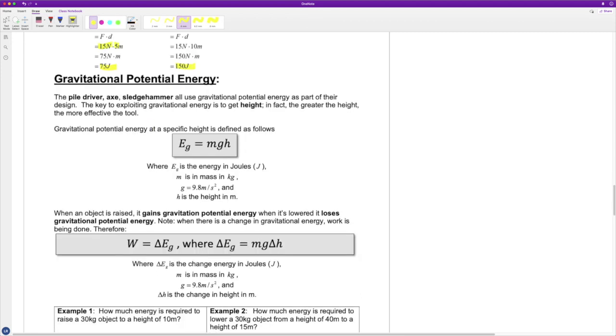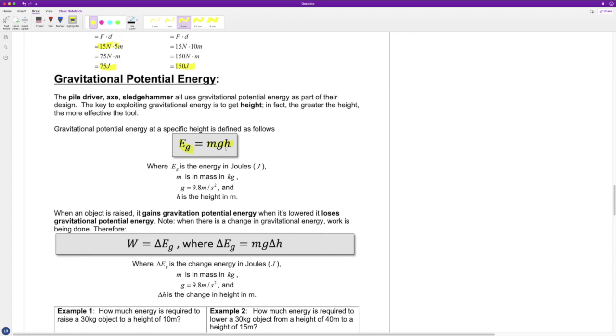All right, so some more formulas. Gravitational potential energy. So to calculate the gravitational potential energy, we use the following formula. EG stands for the gravitational potential energy. E stands for energy, G stands for gravitational. M is the mass of the object, G is the acceleration due to gravity on Earth, which is 9.8, and H is the height above the ground.